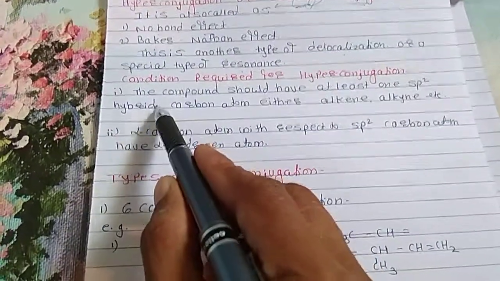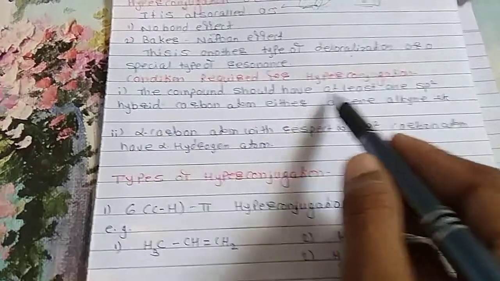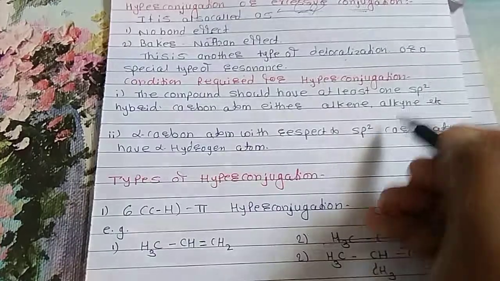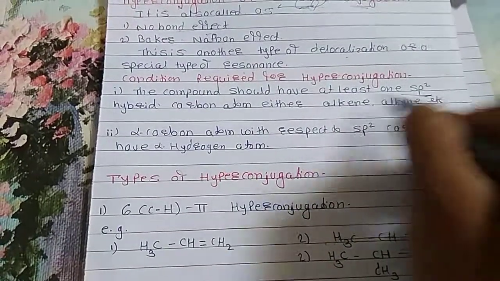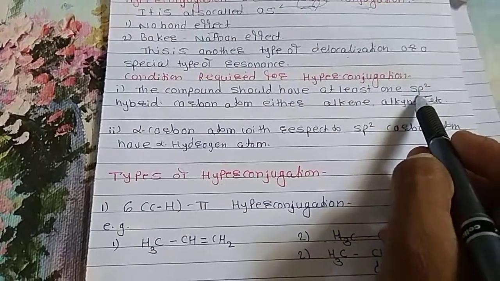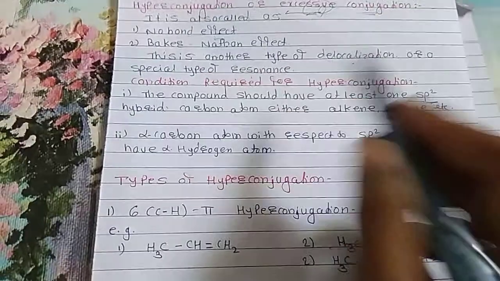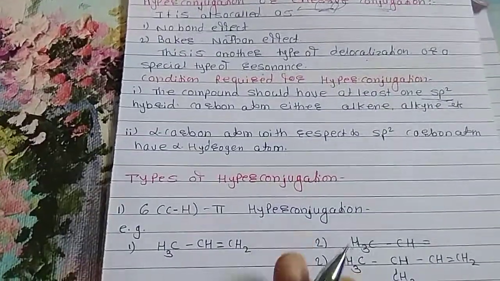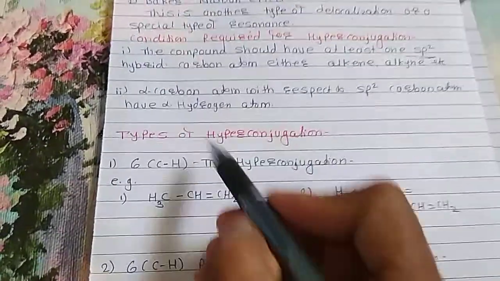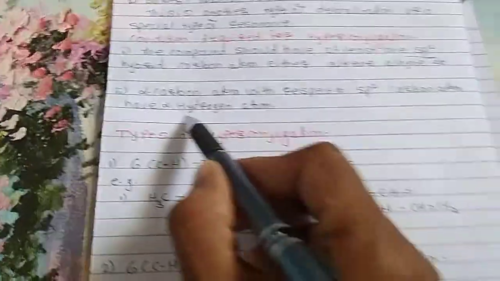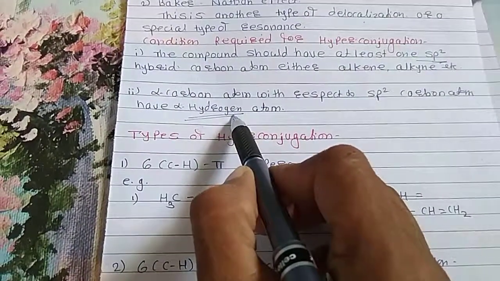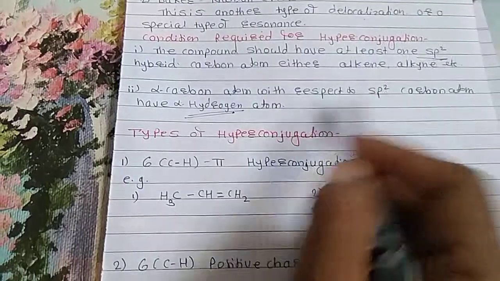The first condition is that the compound should have at least one sp2 hybridized carbon atom. If an sp2 hybridized carbon atom is present, then hyperconjugation takes place. Another and much more important condition is that an alpha hydrogen atom must be present in the structure with respect to the sp2 hybridized carbon atom.